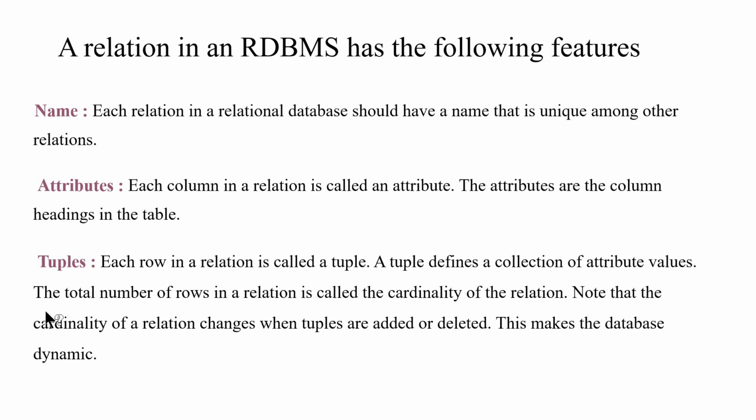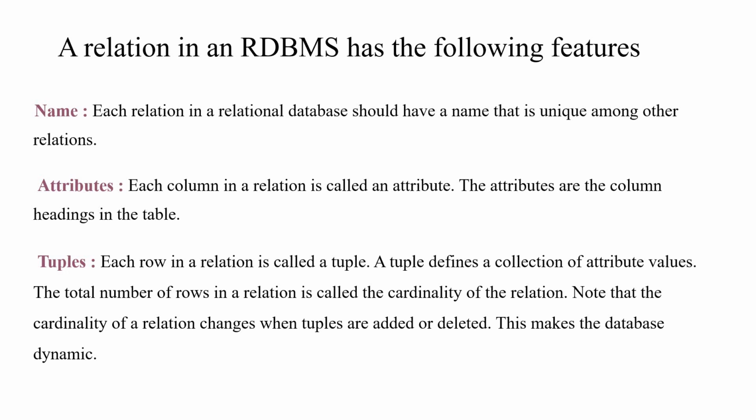Then the total number of rows, that is number of records in a relation or table, we call the cardinality of the relation. The cardinality of a relation changes when tuples are added or deleted. That is, when rows are added in a table or relation, the cardinality changes, and this makes the database dynamic. Now let's see the advantages of the relational database model.